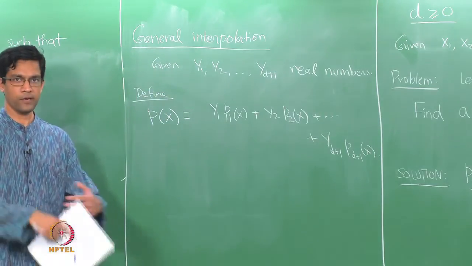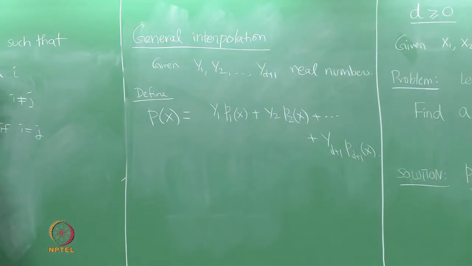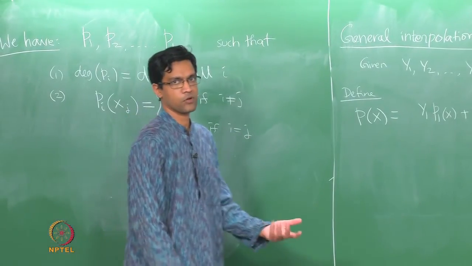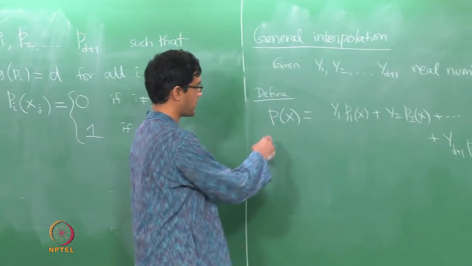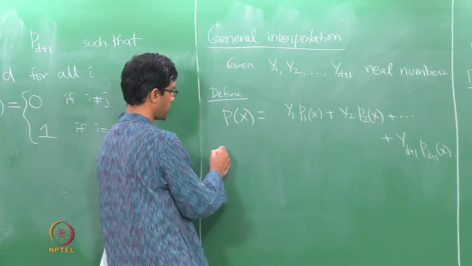Okay, so you combine these solutions here by multiplying them with the yi's. This is what's often called a linear combination of the pi's. And now observe that this polynomial has all the properties that we want. So what are the properties of p?